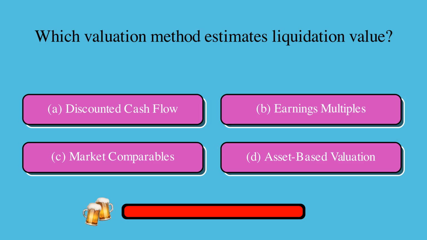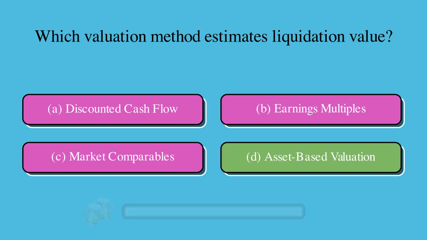Which valuation method estimates liquidation value? Is it A, discounted cash flow, B, earnings multiples, C, market comparables, or D, asset-based valuation? The correct answer is D, asset-based valuation.